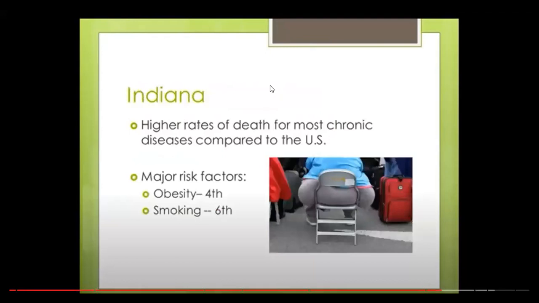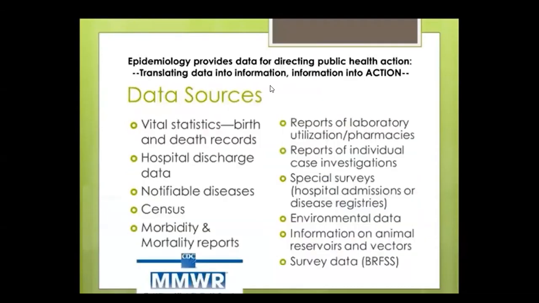In Indiana, we have higher rates of death from most chronic diseases compared to the United States. Our top three leading causes of death are heart disease, stroke, and cancer. And we have some major risk factors. We're the fourth highest obesity rate, and we have the sixth highest smoking rate. And we know all of this because we track health and conditions using a wide variety of data sources.